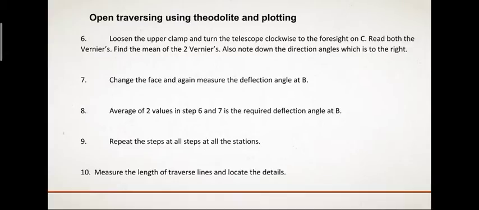Wherever there are connections of two lines, there you have to shift your instrument, right. So at every point where there is a junction, you will get a deflection angle. Understood? Now B is a junction where you got the deflection angle at B. Same way for C, D and E you can get, as long as you go forward in the direction of the traverse, right.